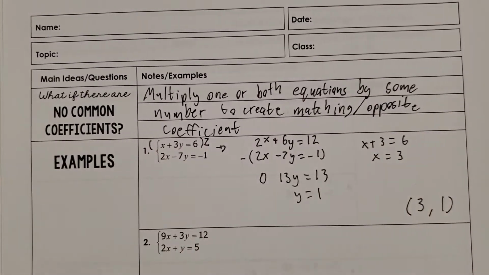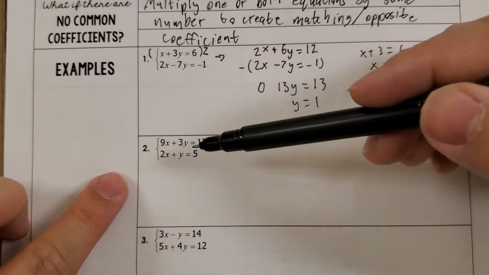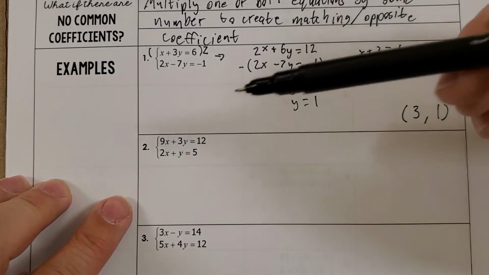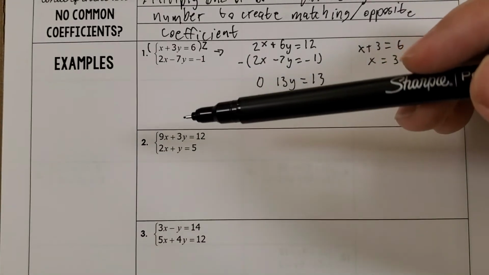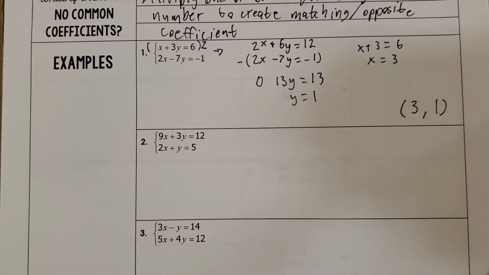All right, let's do a couple more examples just to make sure we've got it down. Let's look at this one here. 9x plus 3y equals 12. 2x plus y equals 5. You're going to want to multiply to try and make one of these line up. If you only have to do one multiplication, that's fine. Sometimes you might have to multiply both, but if you can avoid it, I would recommend it.